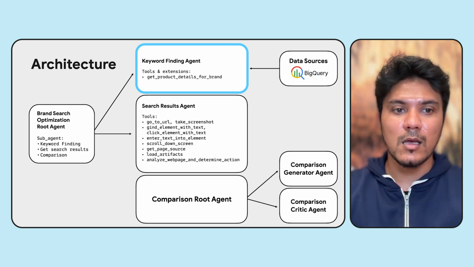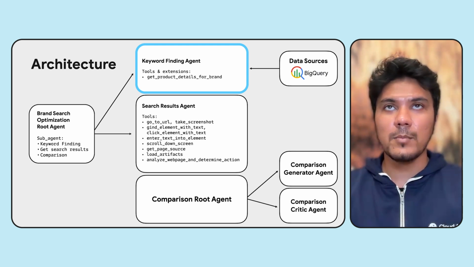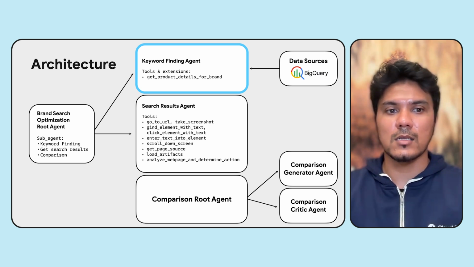Starting with the keyword finding agent, we have tools such as BigQuery and connecting and getting data from BigQuery. So this tool lets you send the brand name and get the title, description, and attributes from a BigQuery table. And then the LLM behind the scene, Gemini model, will find out the keywords based on the titles, description, and the attributes that we got from the BigQuery. So this agent ultimately gives you a list of keywords and then also lets you choose top keywords based on some criteria, and you can change that in the prompt.